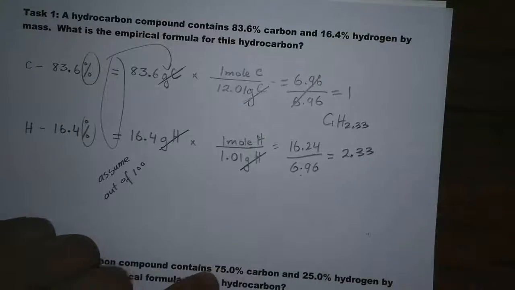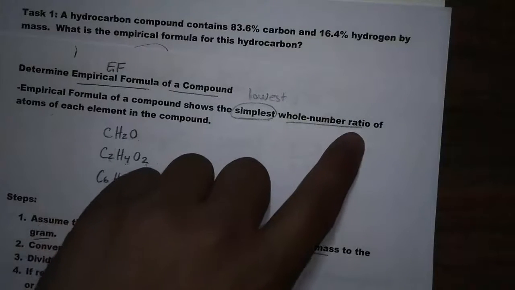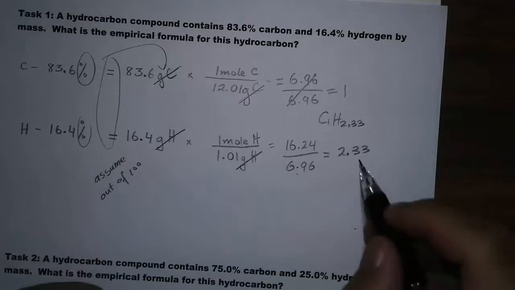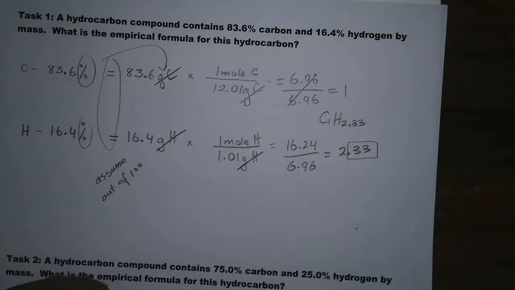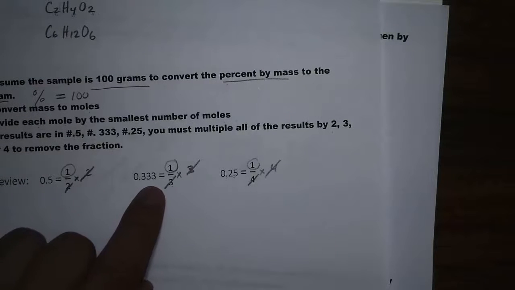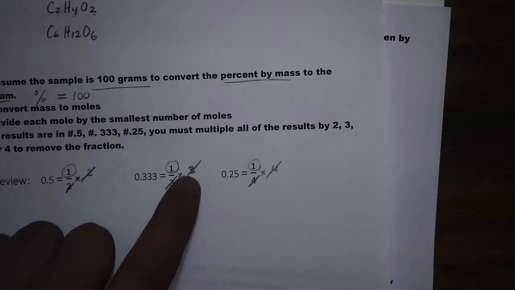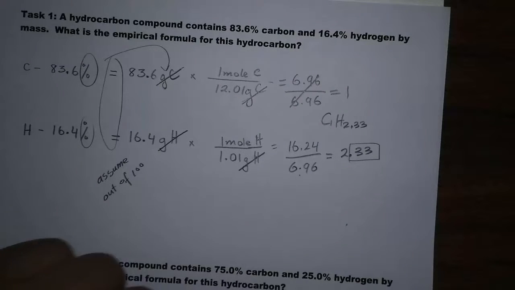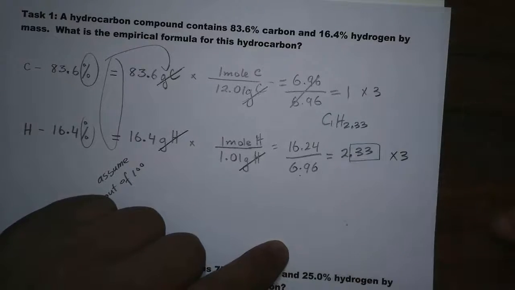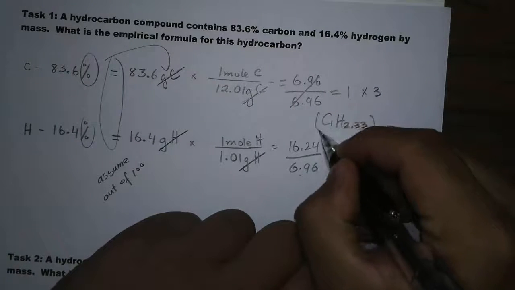2.33. But going back to our empirical formula definition, we need a whole number ratio. This is not a whole number. 2.33 is not a whole number. So what we need to do is to get rid of this decimal somehow. And going back to our shortcut, when we have a decimal 0.33, that is equal to 1/3. And to cancel out the 1/3, we multiply by 3. So what we have to do is multiply this by 3 and this by 3. The whole entire ratio by 3. Or basically multiply this by 3.